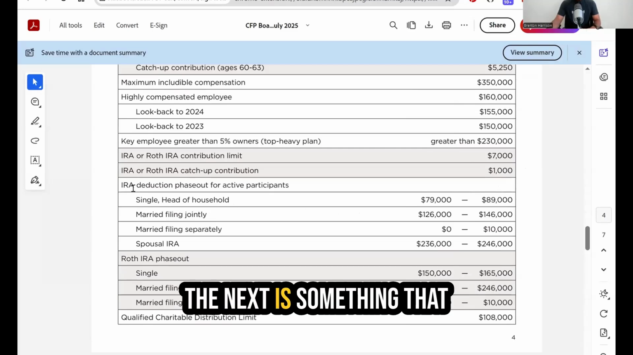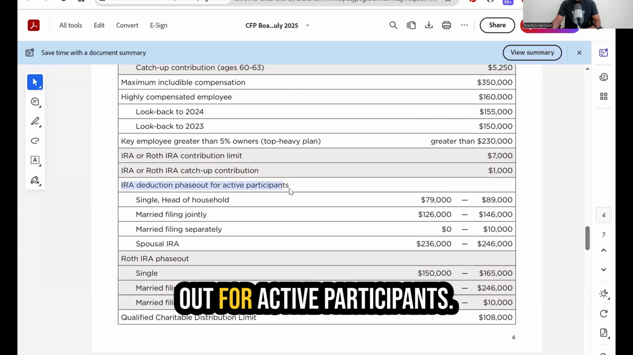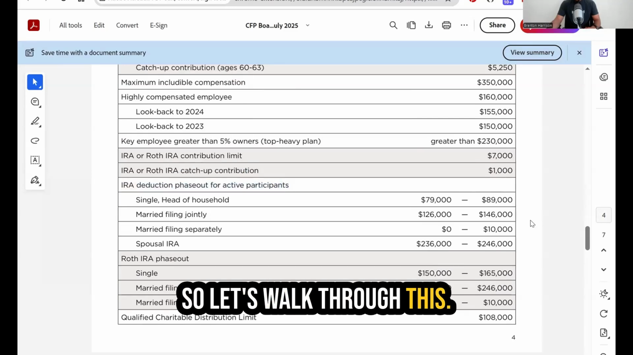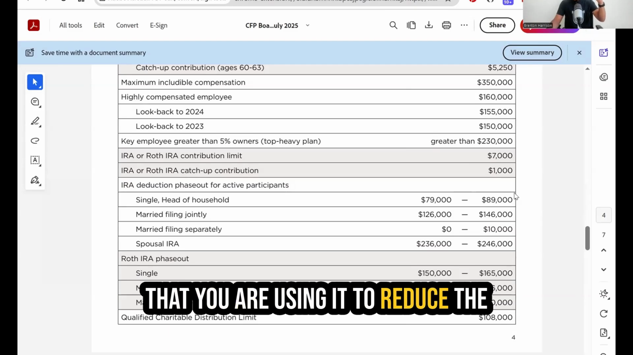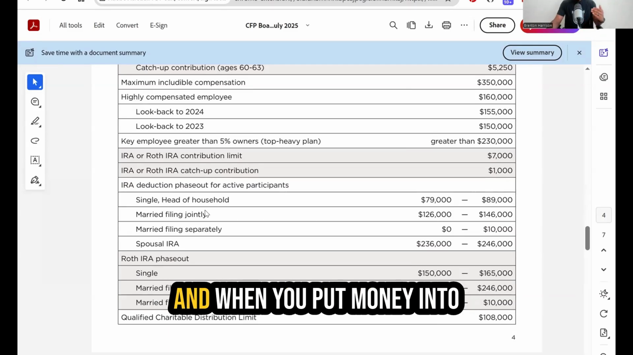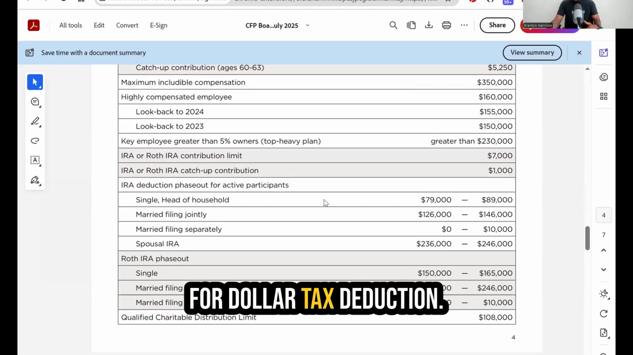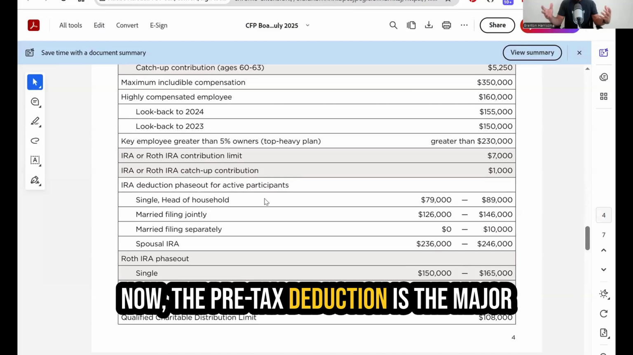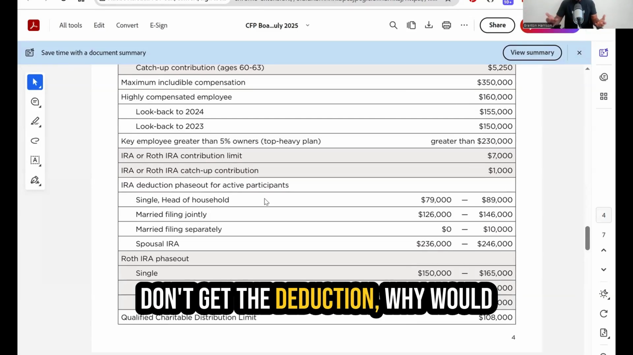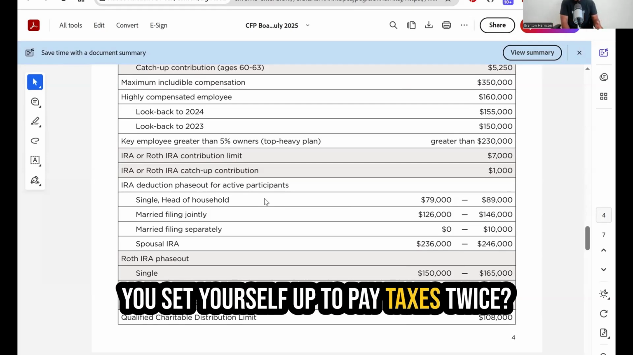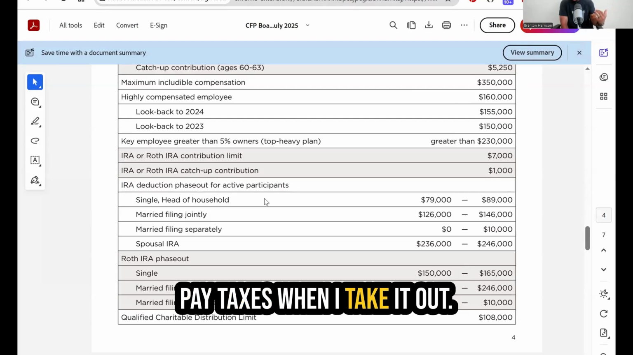The next is something that requires a little more of an explanation. IRA deduction phase out for active participants. So let's walk through this. A deduction means, remember, that you are using it to reduce the income on which you pay taxes. And when you put money into pre-tax IRAs, you get a dollar for dollar tax deduction. Now, the pre-tax deduction is the major benefit of using the IRA, because if you don't get the deduction, why would you set yourself up to pay taxes twice? I have to pay taxes on the money when I put it in, and I have to pay taxes when I take it out in retirement.